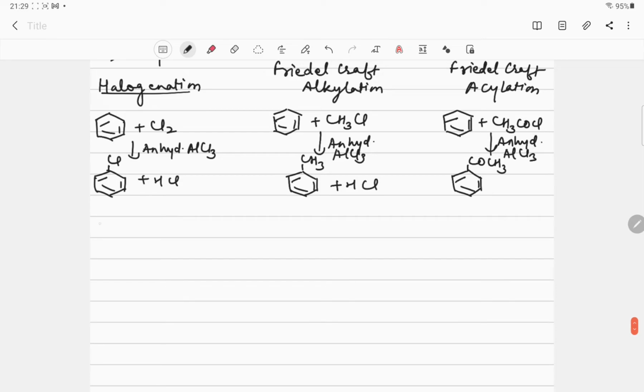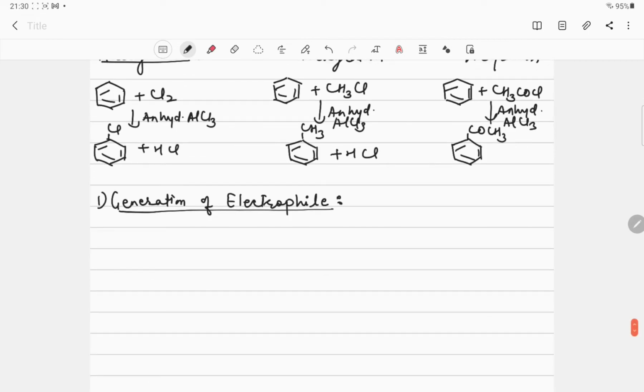Now let's do the first step. What is the first step? That is generation of electrophile. Now how is the electrophile generated in all the 3 ones? Here, anhydrous AlCl3. What is the nature of anhydrous AlCl3? This AlCl3 is an electron deficient compound. So in case of halogenation, Cl2 is the reagent and AlCl3 is the electron deficient compound.